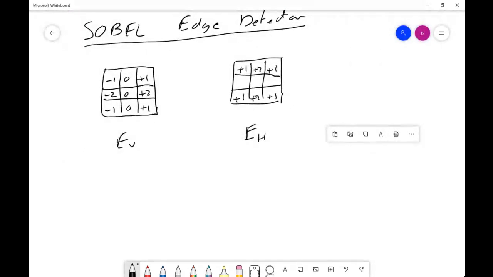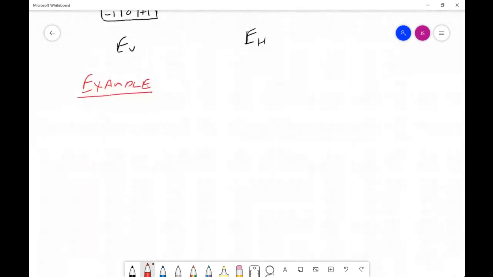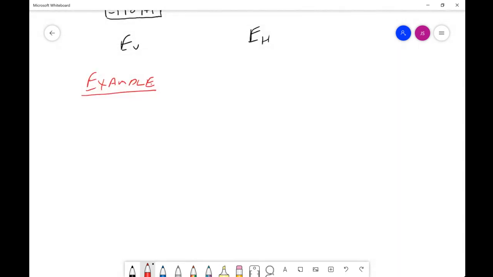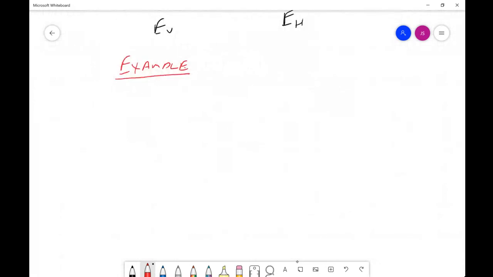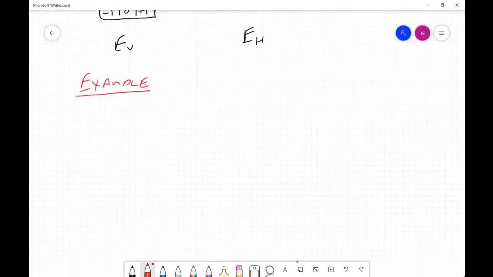Now, an example of using the Sobel. And this is a sort of question that might have appeared in exam papers in the past. So just to give you a clue of what might be asked. No guarantees, but this is a typical question. And I will take off the example.